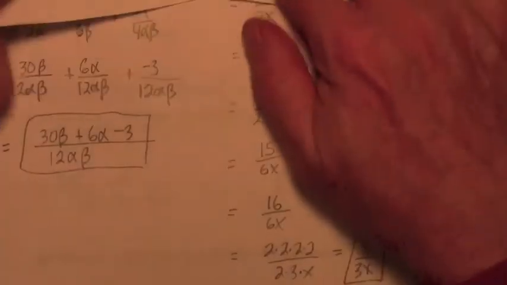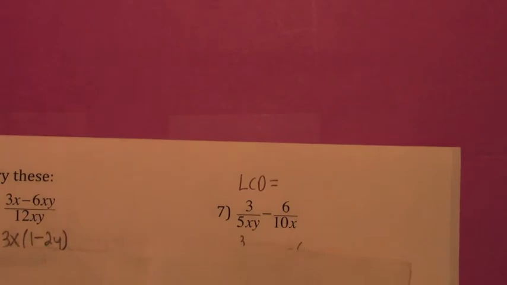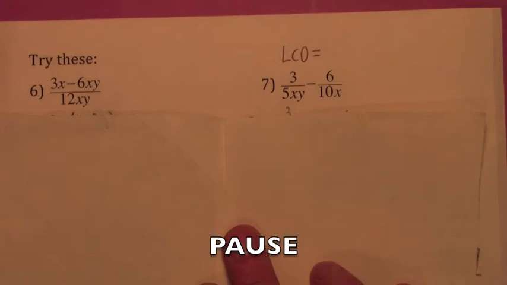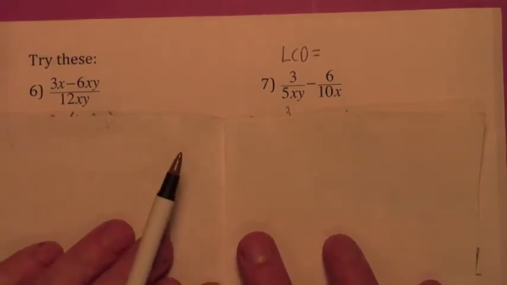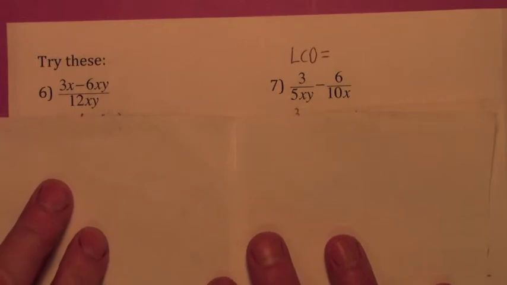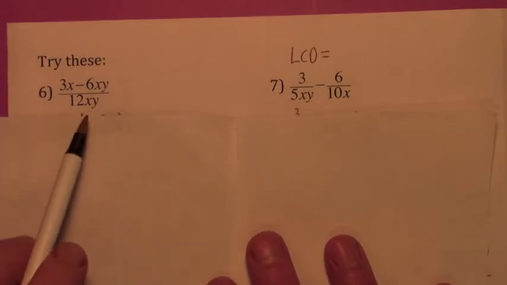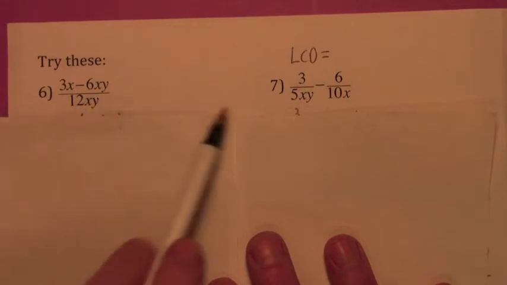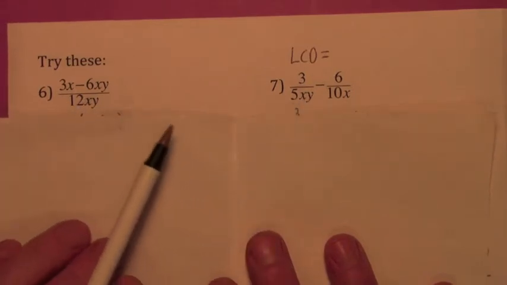All right, here we go. Why don't you hit the pause button and try these two. On the first one, notice the difference between this one and this one. This one you just want to reduce, so you have to factor this one. This one you're going to have to get the LCD. So let's do this one first.